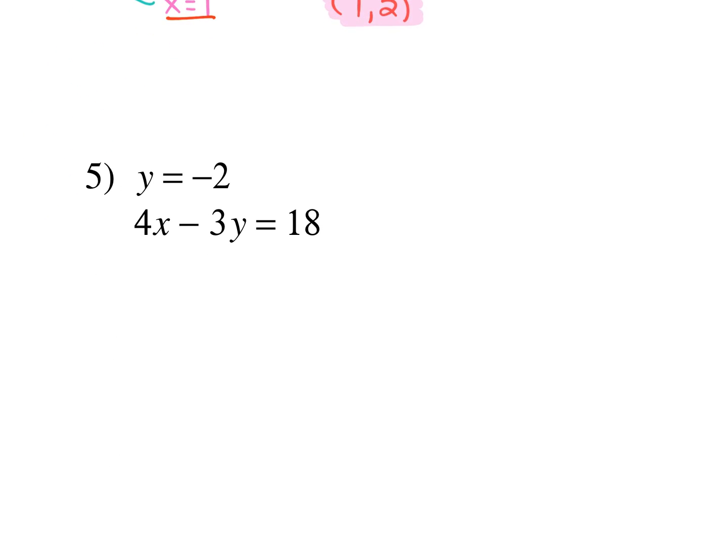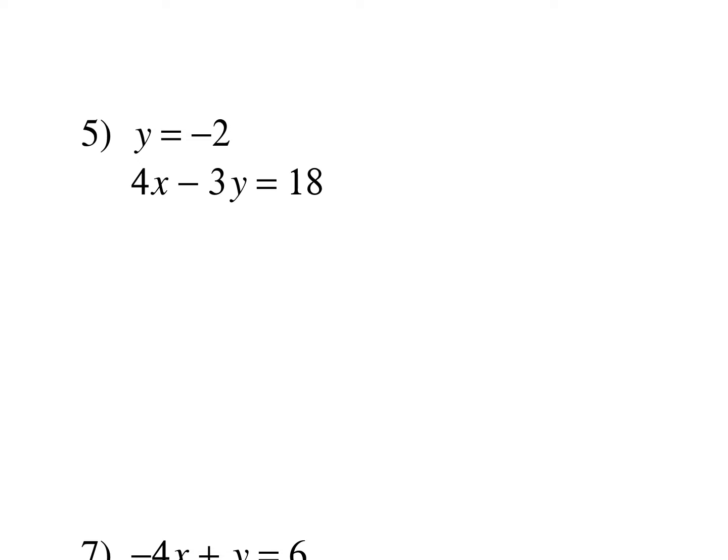For number 5, you are given y is equal to negative 2 and 4x minus 3y is equal to 18. This is one of the easier ones. You have that y is equal to an actual number, not an expression. So you're just going to take that negative 2, plug it in for y in the 4x minus 3y is equal to 18, and solve for x. So it's going to give us 4x minus 3 times negative 2 is equal to 18. The negative 3 times negative 2 is 6, so that's 4x plus 6 is equal to 18.